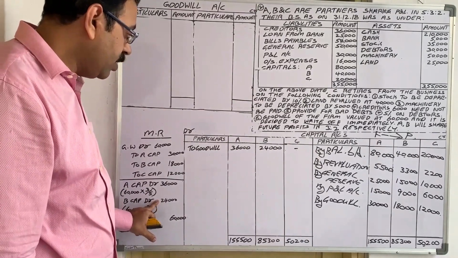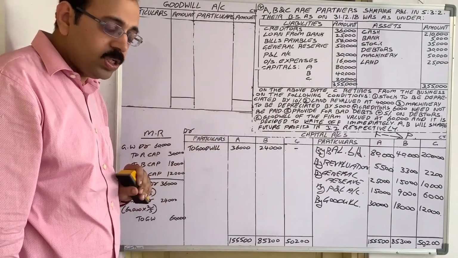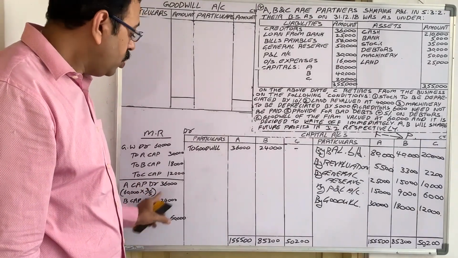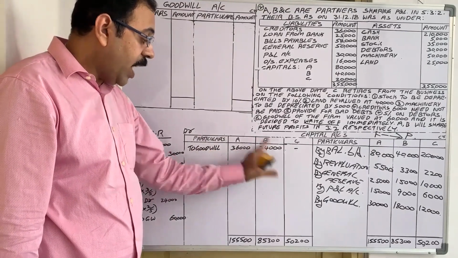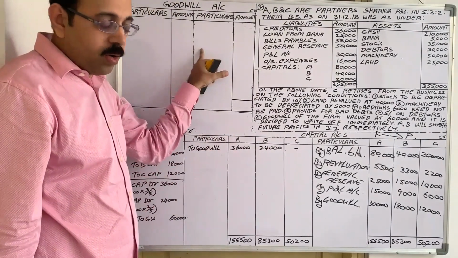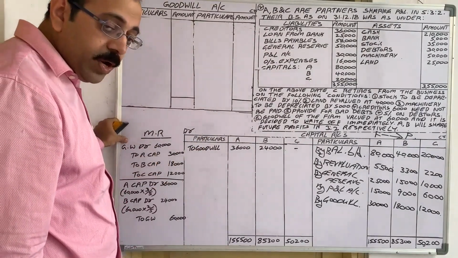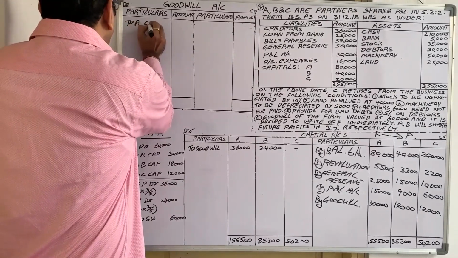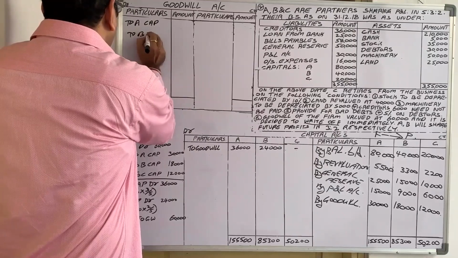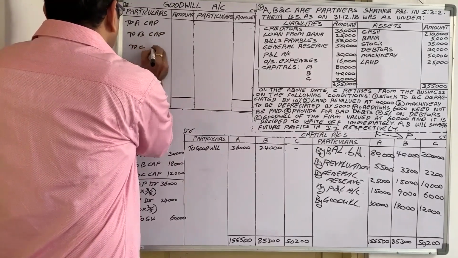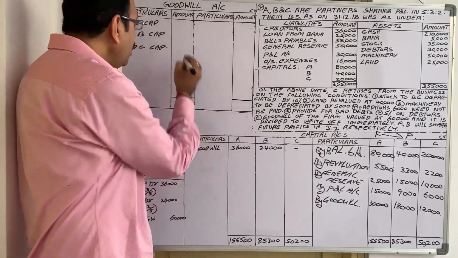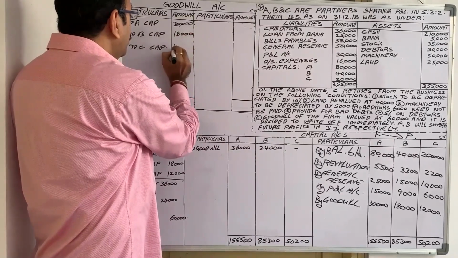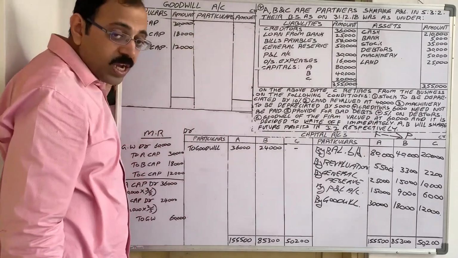Now, this entry in capital accounts, which side we have to post? On debit side, because capitals are in debit. So, debit side to goodwill in A and B columns. Next, come to goodwill account. In first entry, goodwill is debited now. So, first entry, debit side, we have to post. To A capital, B capital, C capital. Amounts are 30,000, 18,000 and 12,000.